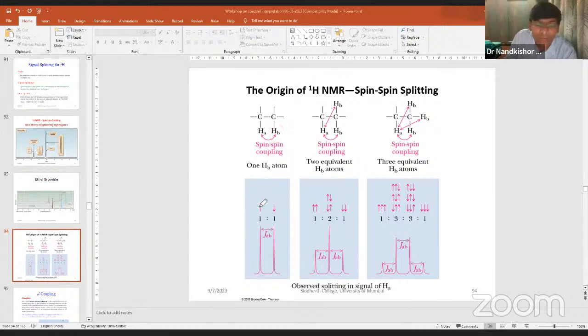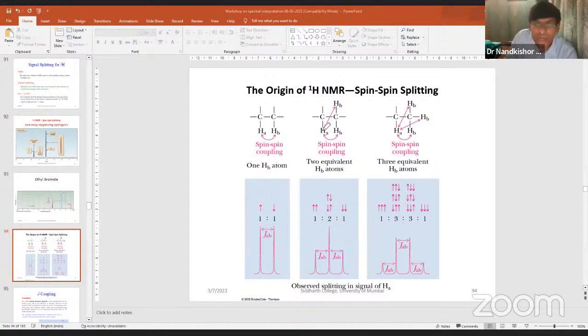So the one spin of the proton can be clockwise or anti-clockwise. So if there is one proton near the proton which is under study, it can be written in two ways, the clockwise or half anti-clockwise. That means the plus half and minus half.